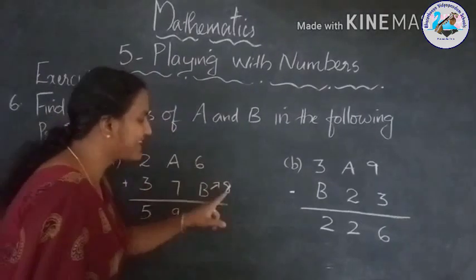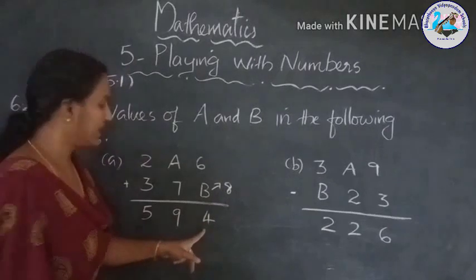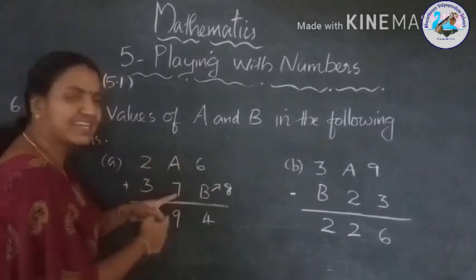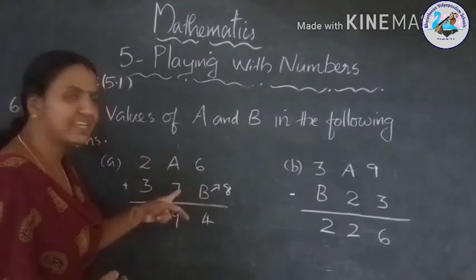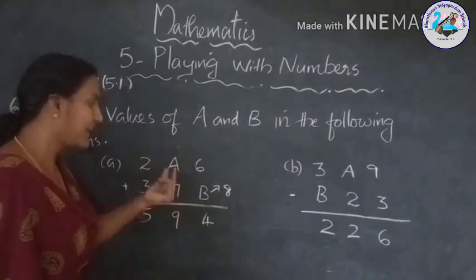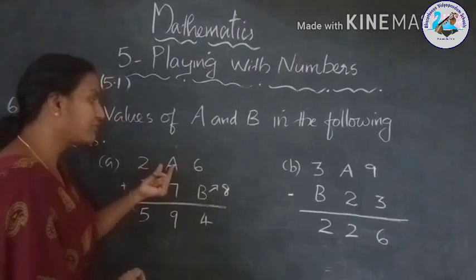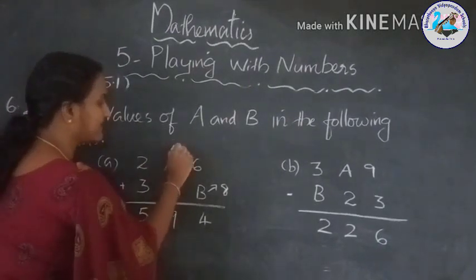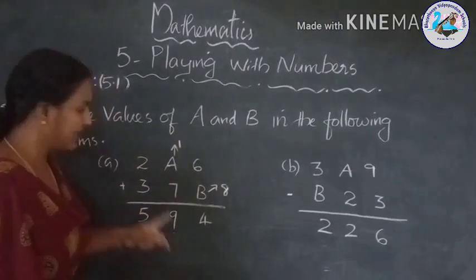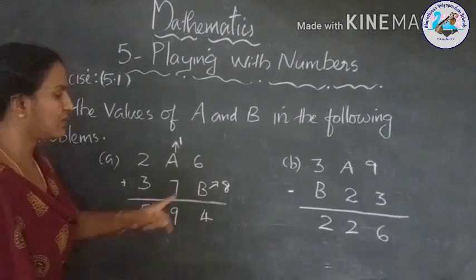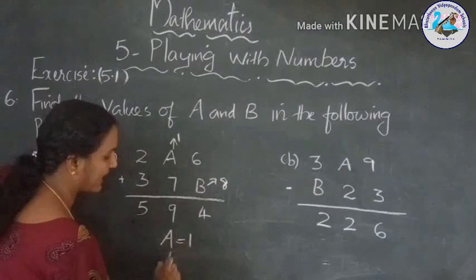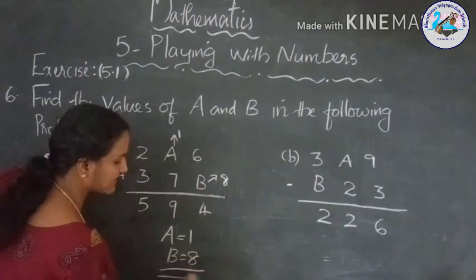So 6 plus 8 is equal to 14. The balance is 1. That balance 1 plus 7 is 8. 8 plus something is equal to 9. So the value of A is 1. So 1 plus 7 is 8, 8 plus 1 is 9, and 3 plus 2 is 5. So A is equal to 1 and B is equal to 8.